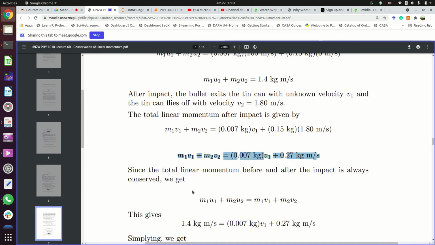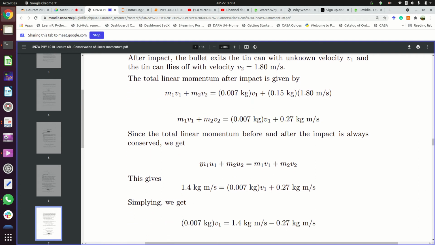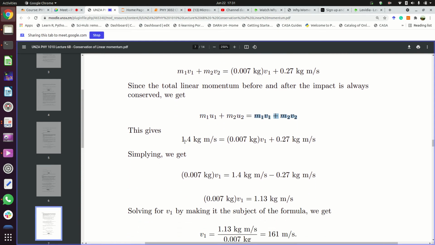So conservation of linear momentum requires that the total linear momentum before impact should be equal to the total linear momentum after impact. So these two expressions, this one, which is equal to 1.4 kgs meters per second, and this one, they should be equated. This is the total linear momentum before impact. It should be equal to the total linear momentum after impact. So we end up having 1.4 kgs meters per second equals 0.007 kgs v1 plus 0.27 kgs meters per second.